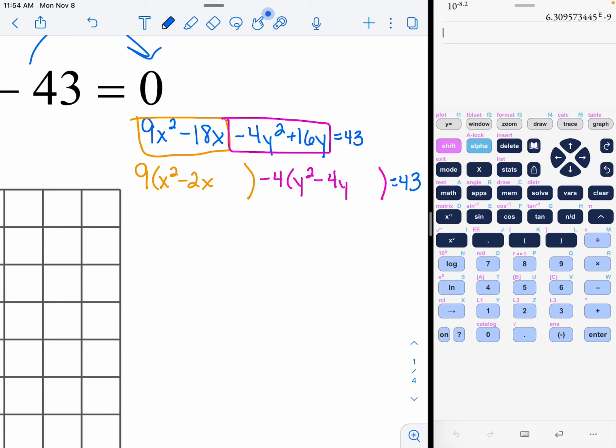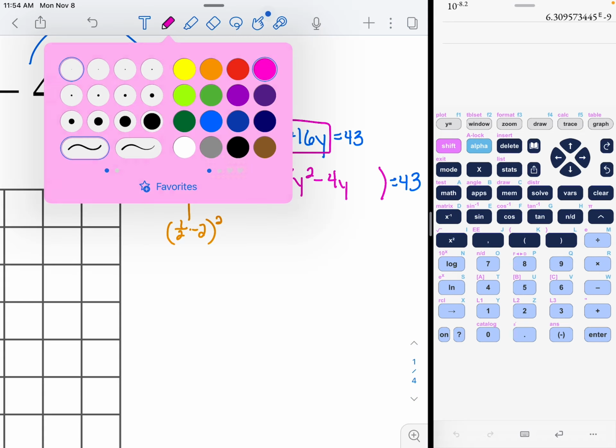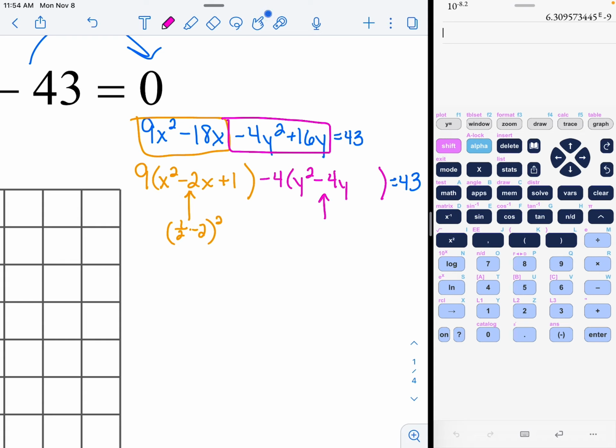Okay, now I'm going to switch back to orange. If you remember when we did completing the square with ellipses, I said you had to take half of the middle term and square it. So 1/2 of -2 is -1, squared is +1. Add it here. Do the same for y. Take 1/2 of -4, which is -2, square, and add it to both sides.